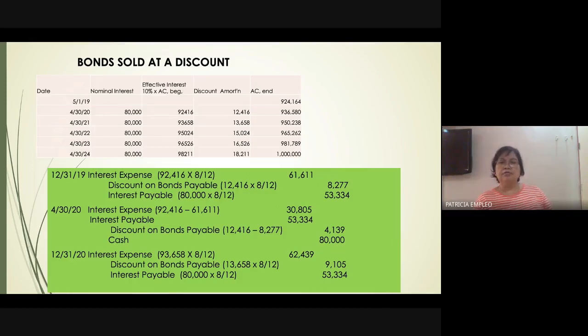Your amortized cost will be the face value minus the remaining balance of discount on bonds payable. Please take note that the discount on bonds payable is a real account. So from the balance last year minus the amortization last year, which is 8,277, minus 4,139, minus 9,105, whatever is the balance will have to be deducted from 1 million to arrive at the amortized cost. Okay.